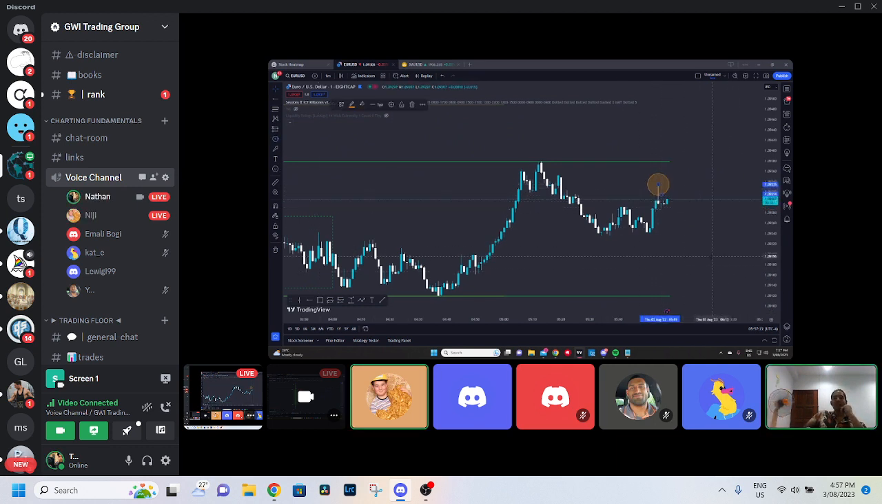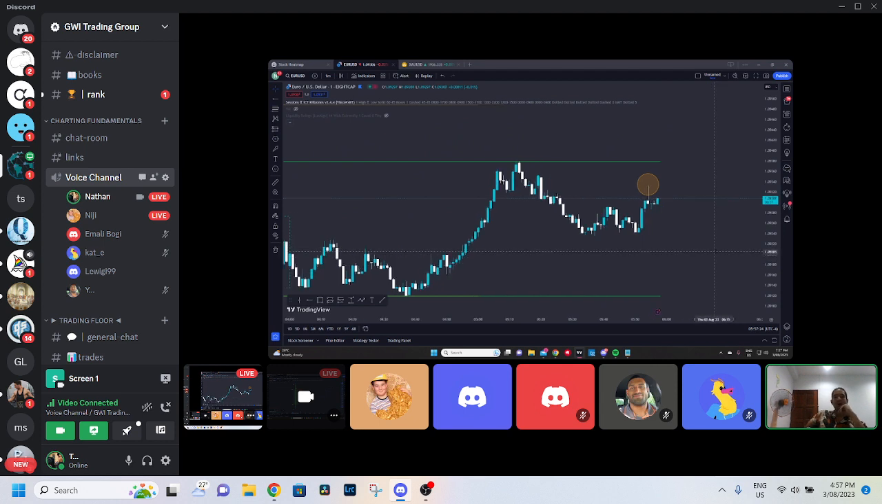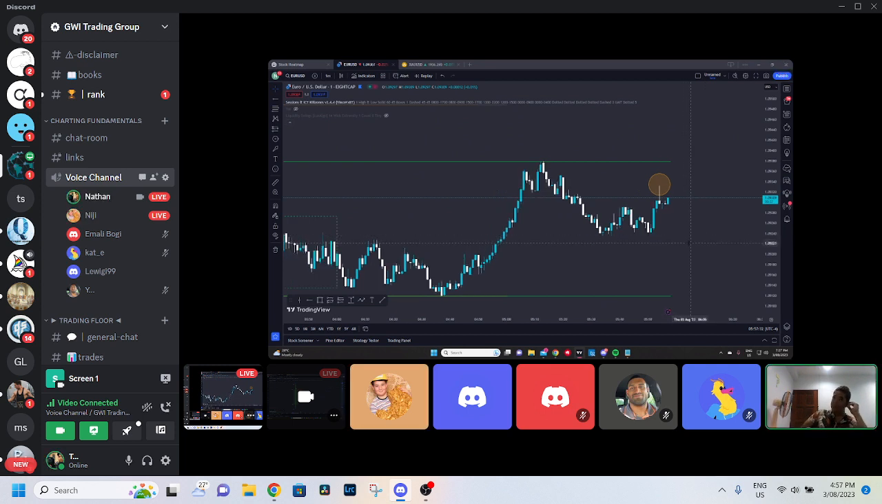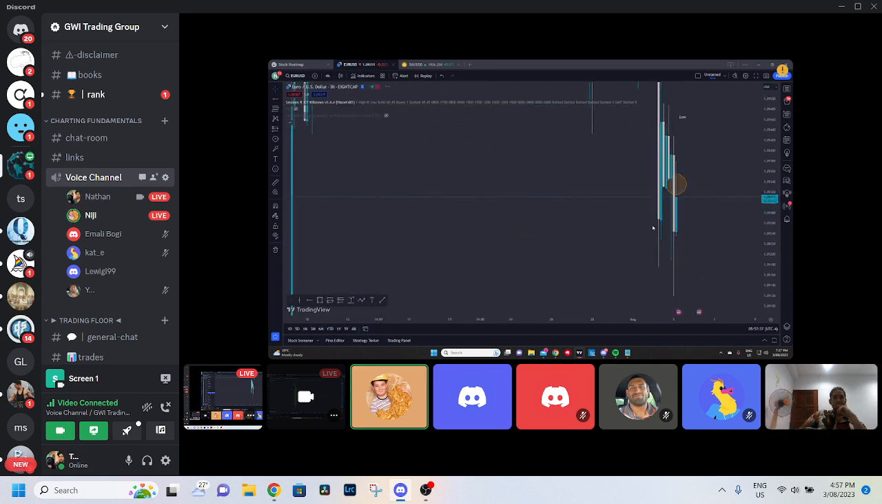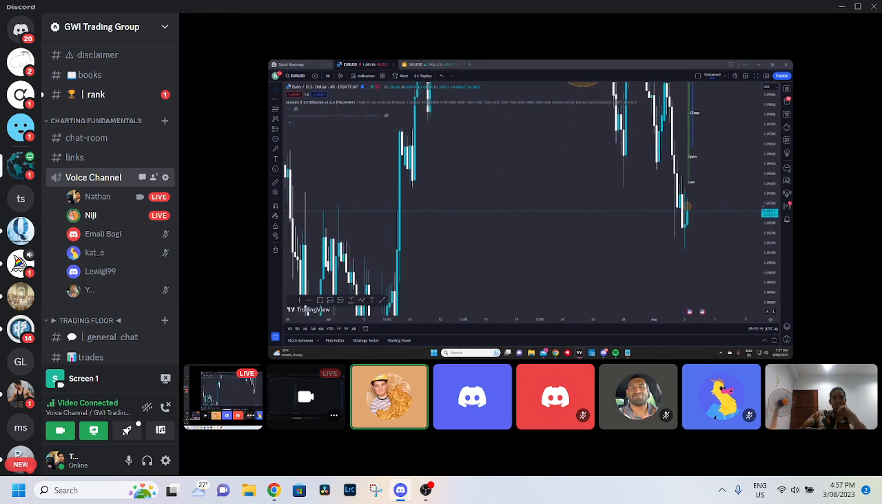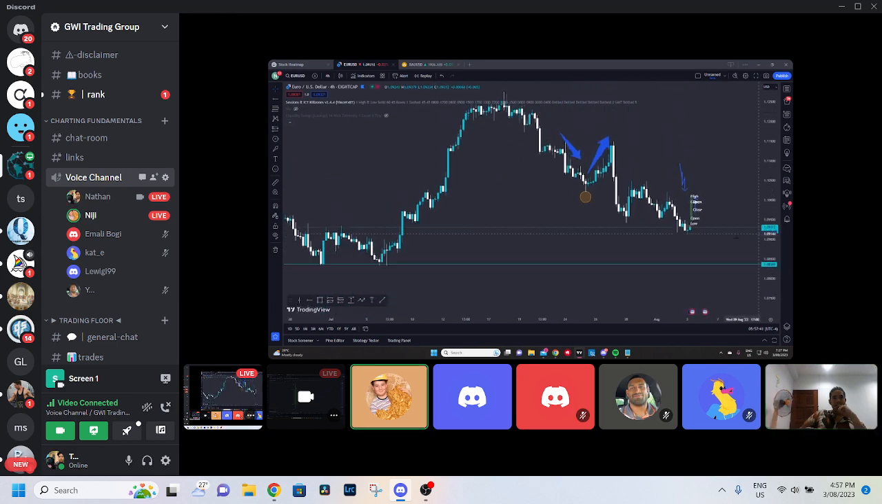To put it bluntly, if you're going down to a 1 minute and you're seeing hammers and these types of candlestick patterns, honestly, just ignore it. It's just not exactly meaningful. If you see it on a 4-hour candle, then you know what's up. If you see it on a 1 hour, then you know what's up.